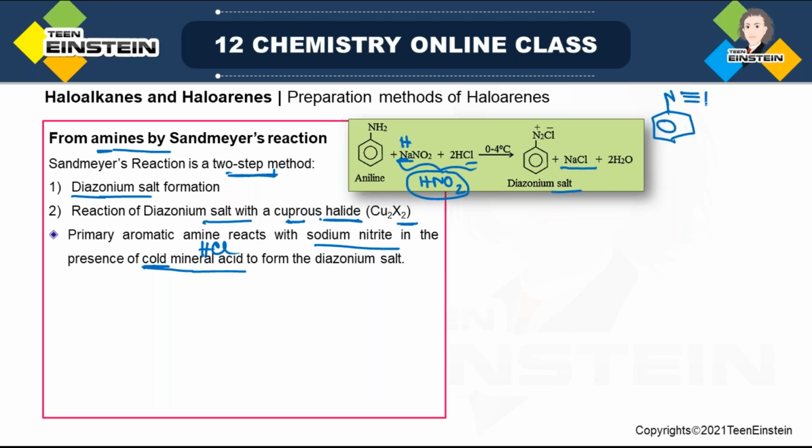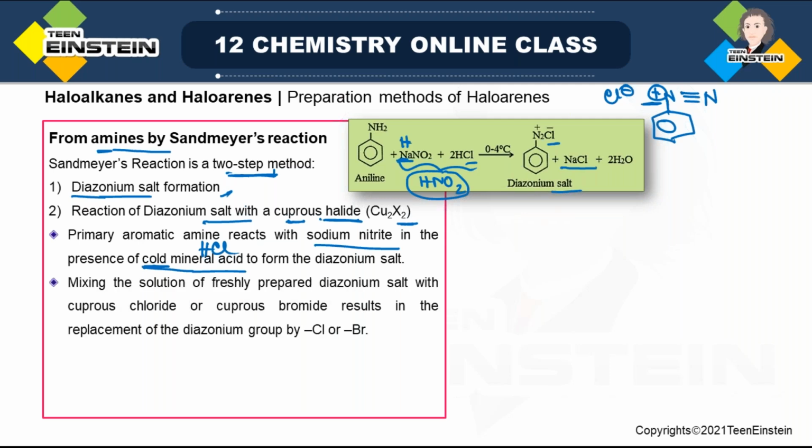N, then triple bond N. Now this nitrogen is positively charged because it has a total of 4 bonds, and the counter ion is Cl minus, which is to balance this positive charge. So it is written in this way, PhN2+ Cl−. But this is not the end of the reaction, this is just the first step.